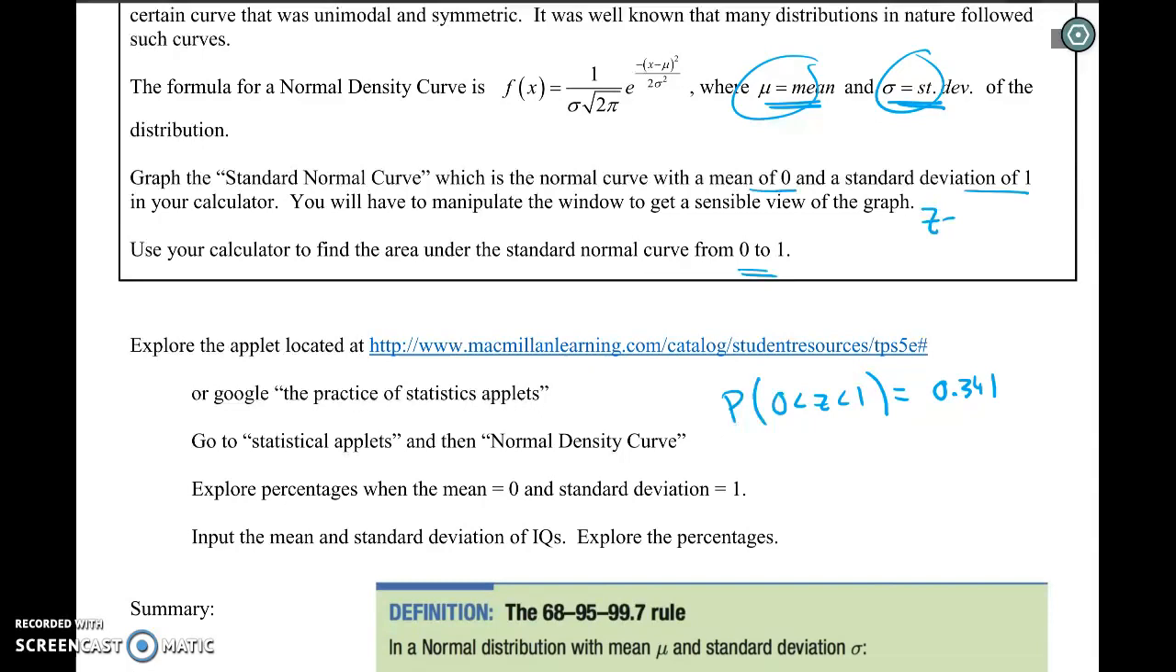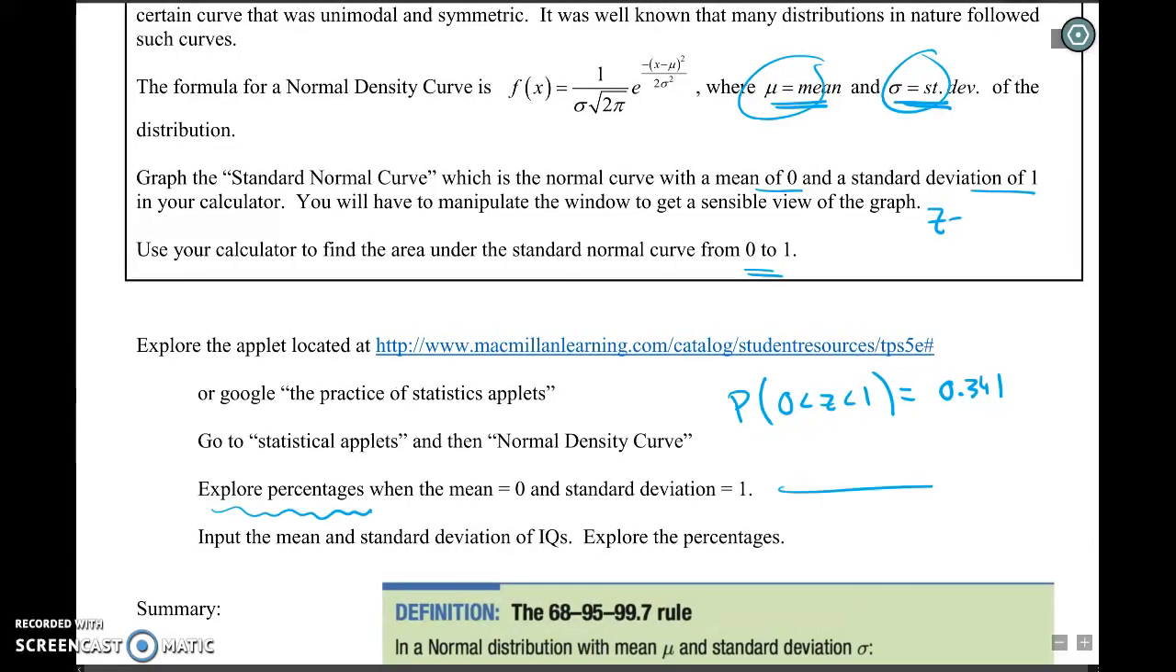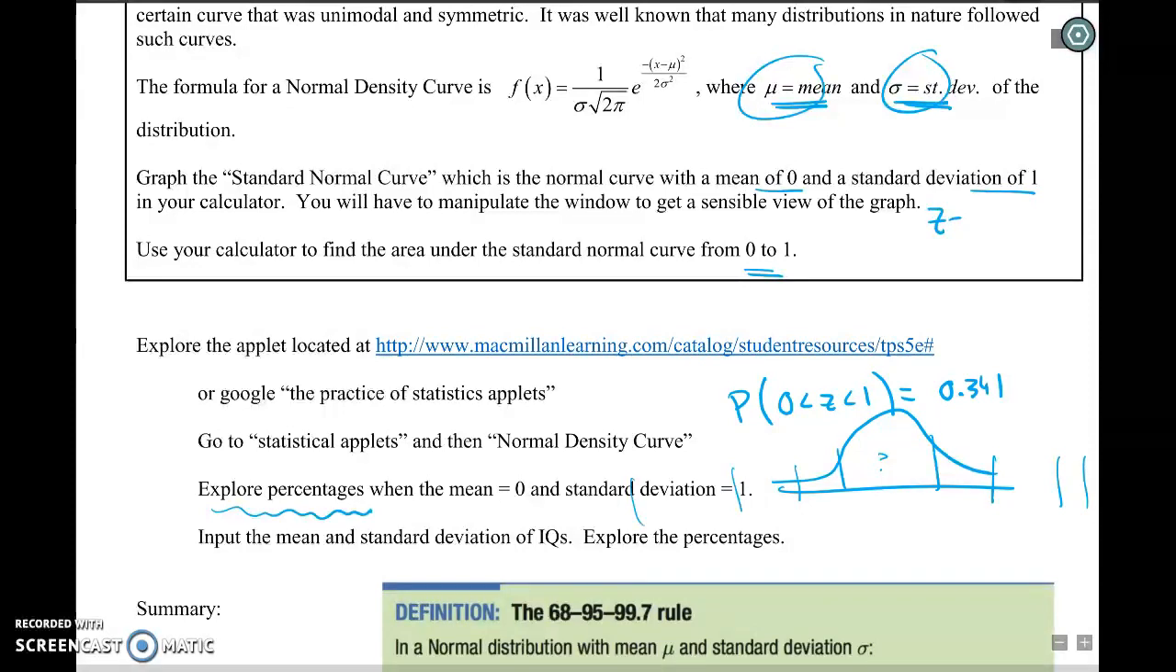All right, explore the applet located at the link, or Google The Practice of Statistics. This is an applet from our book. Go to statistical applets, normal density curve. Explore percentages informally when you have a mean of 0 and 1. Kind of like I just did right there, only this has got some sliders so you can just click on the buttons and move them around. See what percent is between 1 standard deviation below and 1 standard deviation above. How about 2 below and 2 above, 3 below and 3 above, 4 below and 4 above? And just play with it and observe.